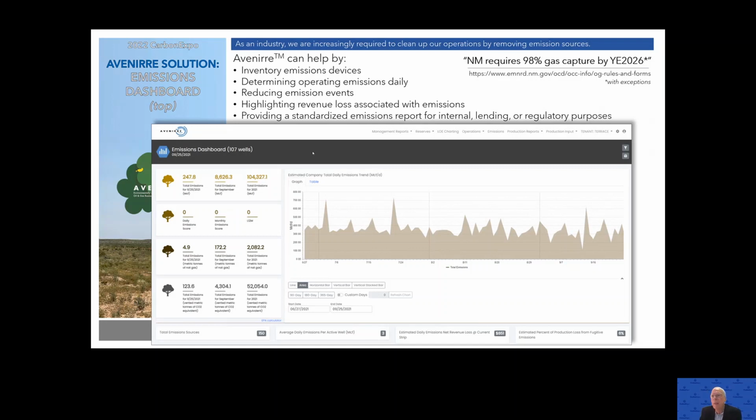But the table on the left-hand side over here displays the emissions in daily, month to date, and year to date in terms of MCF.